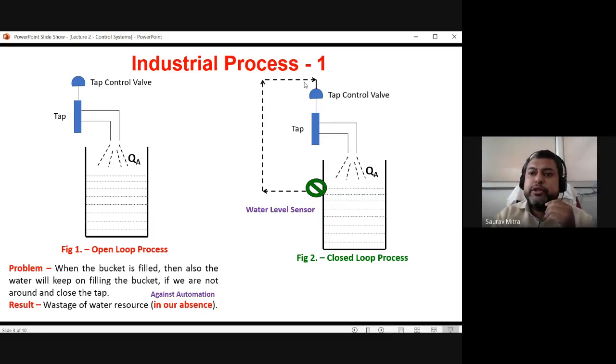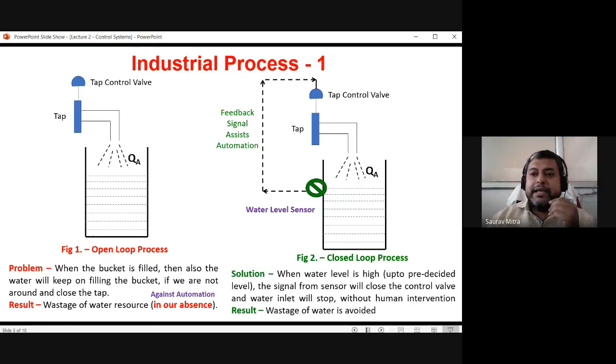That means the tap will be closed. As soon as the water level sensor gives the signal to the tap, the tap will get closed. There will be no water flowing through. So what will happen is, the final result is the water level will rise to this point and it will stay there. So what is the advantage, or what are we actually achieving?